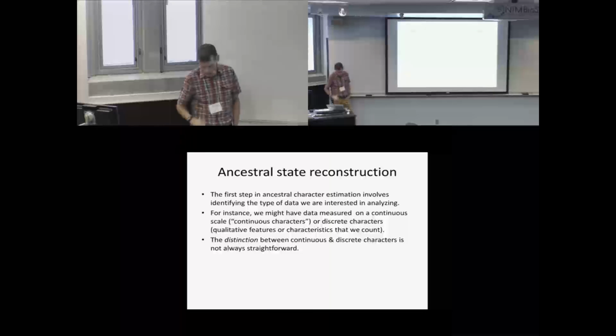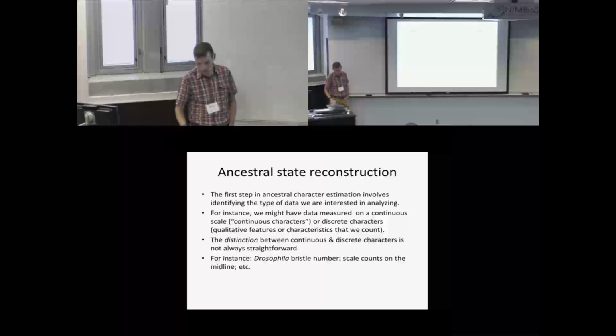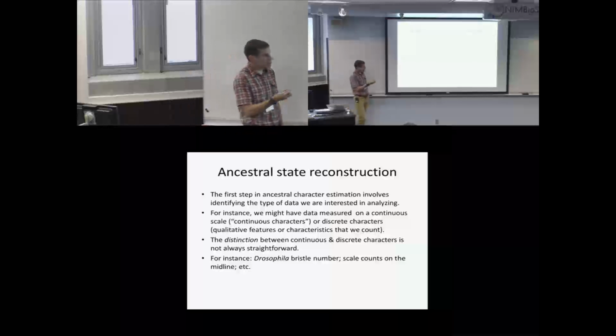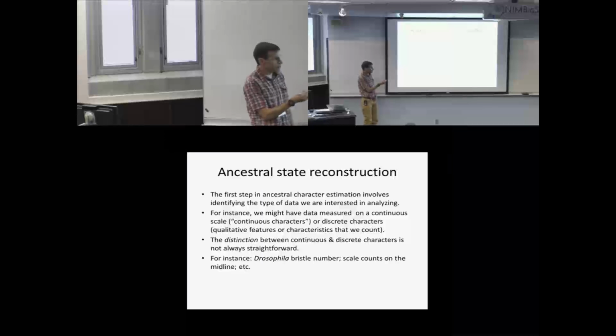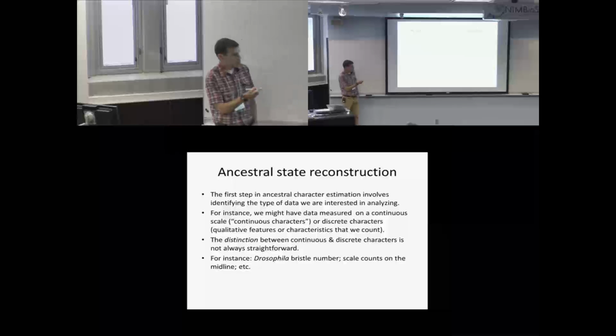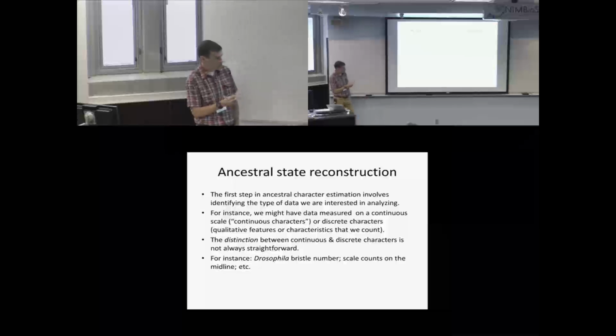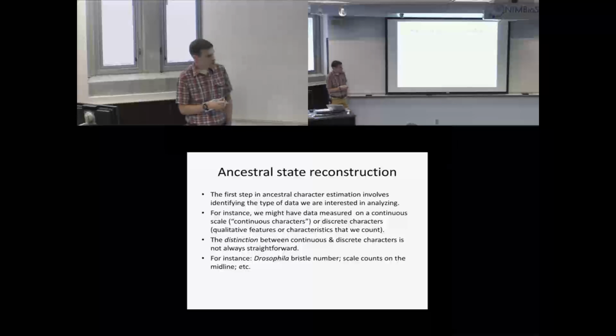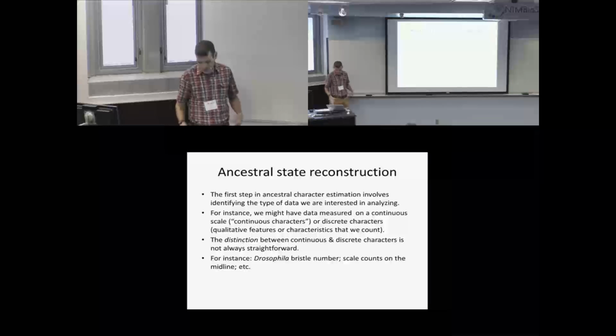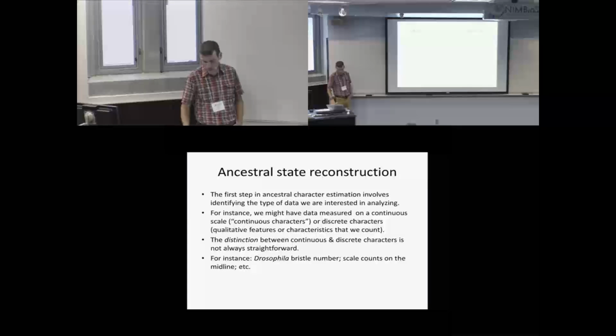In some cases, things are counted, but they might exist on a large scale, say scale counts around the midline, which could be 30 or 40, so that it might be more realistic to treat these as characters that evolve continuously. And tomorrow we're going to talk about a model that bridges this continuous and discrete character difference quite nicely, called the threshold model, but I'm not going to talk about that right now.